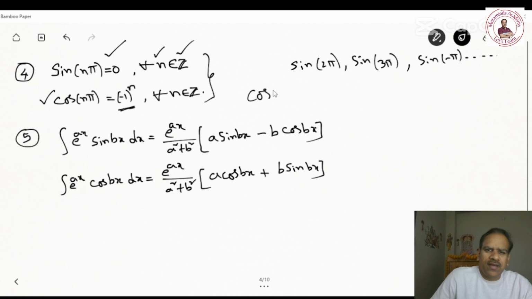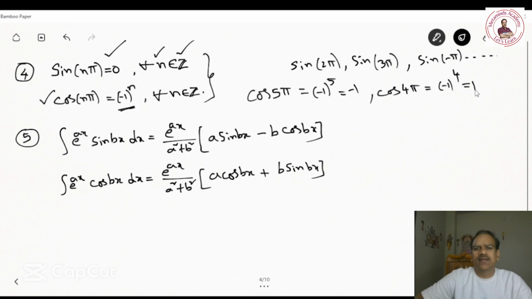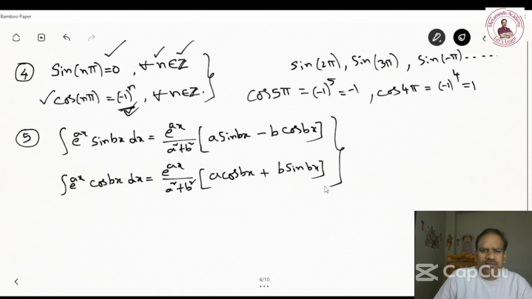Whereas cos 5 pi is minus 1 power 5. It is minus 1. Cos 4 pi, if you take cos 4 pi, it is minus 1 power 4, which is 1. So whenever n is even, this becomes 1. Whenever n is odd, this becomes minus 1. And you remember these two formulas, we use these two formulas frequently in Fourier series expansion.